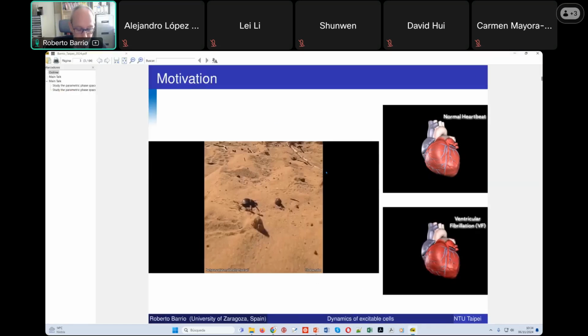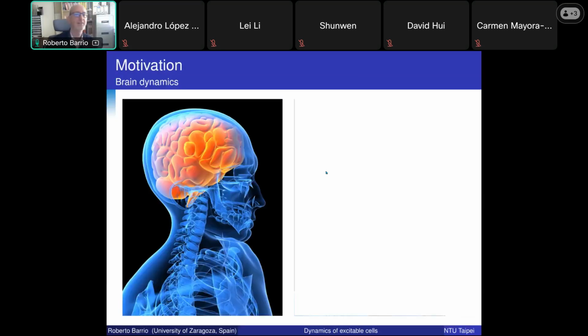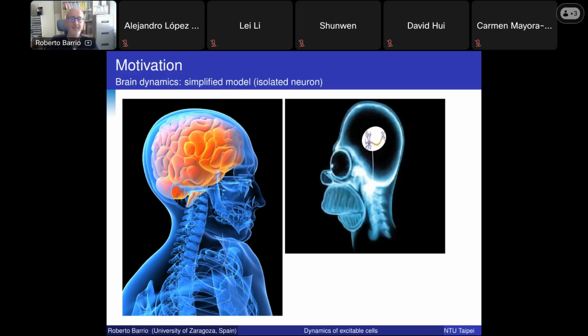Okay, so come back to our slides. Our main motivation today is also that we want to study brain dynamics, big networks of neurons. But for today, we focus on spike adding. Let's take a simplified model: one isolated neuron. So what we want to study is what changes we can expect in this excitable cell.